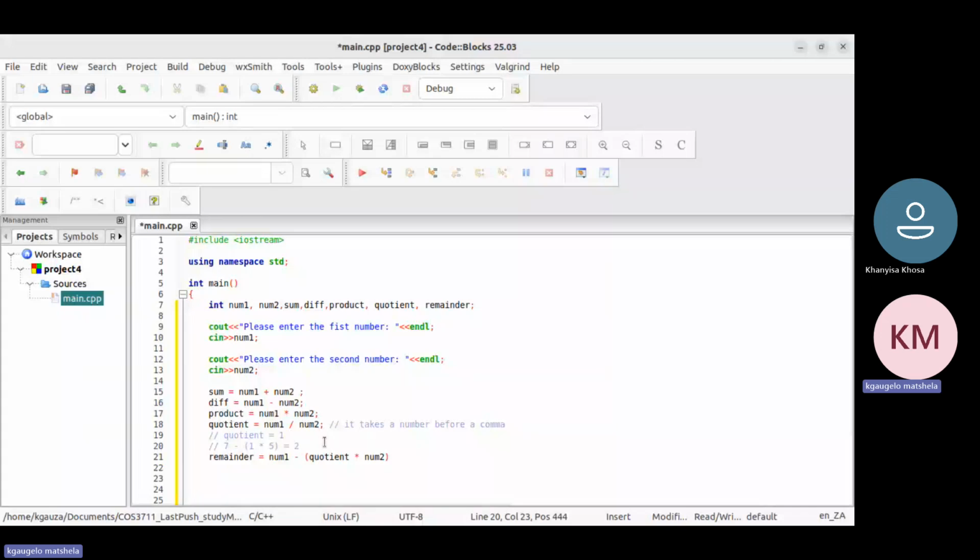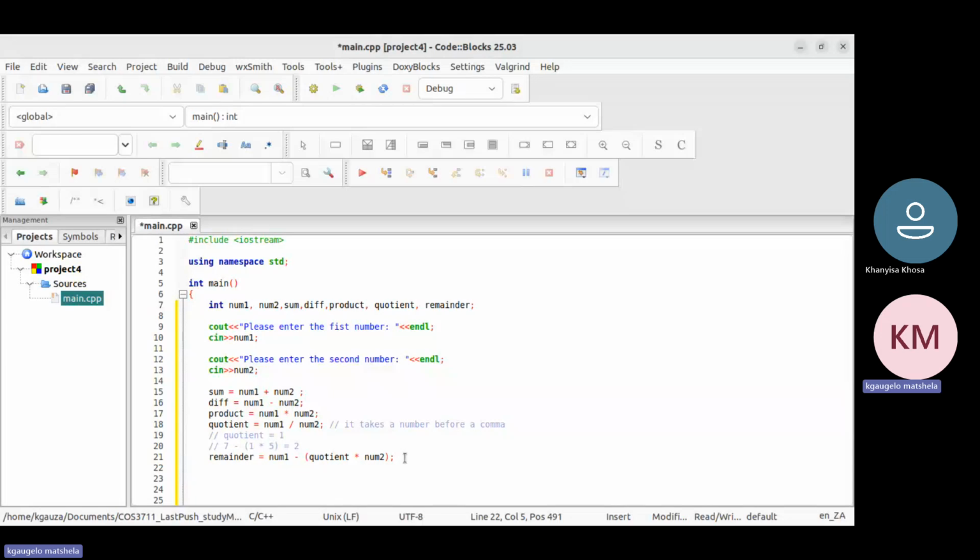You get me? So it means 7 is num1, 1 is the quotient, 5 is num2. Then 1 multiplied by 5 is just 5. Then 7 minus 5 is going to result into 2. So that's the remainder. You get me? I understand.